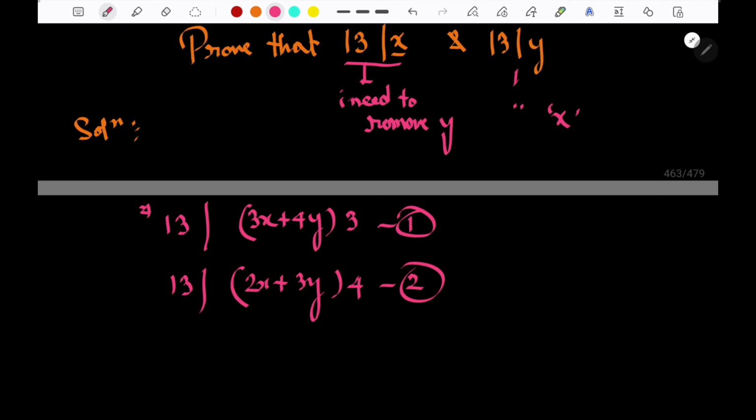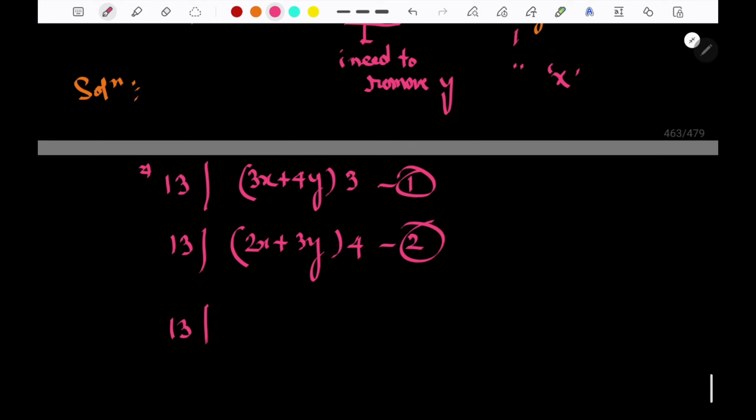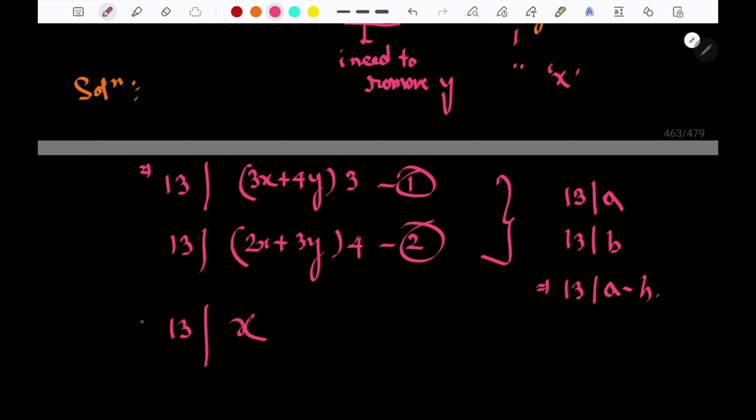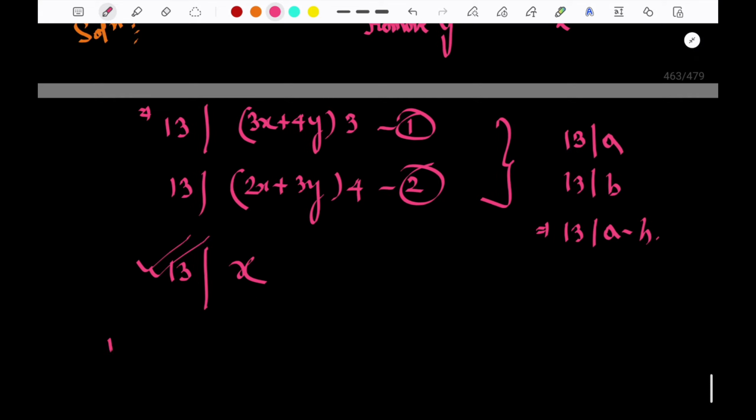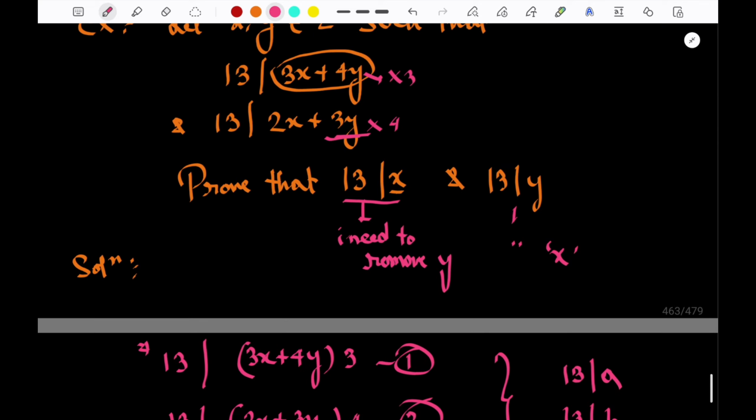This is equation 2. By the divisibility rule, we know that if 13 divides A and 13 divides B, then 13 must divide A minus B. So basically 13 must divide 9x minus 8x, and 12y gets cancelled. So 13 must divide x. Superb. Now similarly for the second part, we are required to eliminate x.